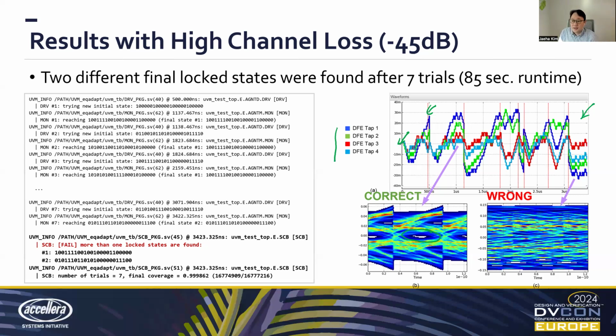On the other hand, the other final state reached by the last trial is a wrong state, because it does not give you any separation between ones and zeros. So if you do the communication in that state, you cannot do a proper communication. So the point here is that if your system has a global convergence failure, the UVM testbench is able to find it pretty soon with a very small number of trials.